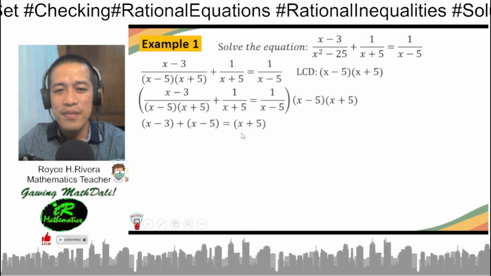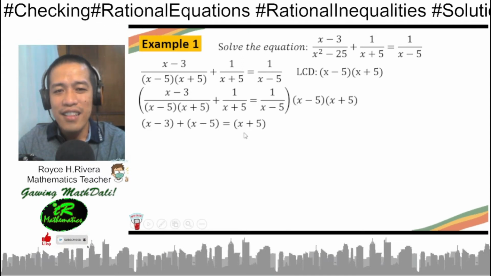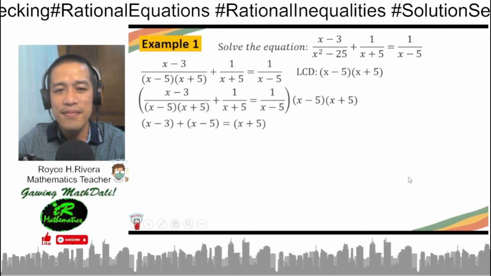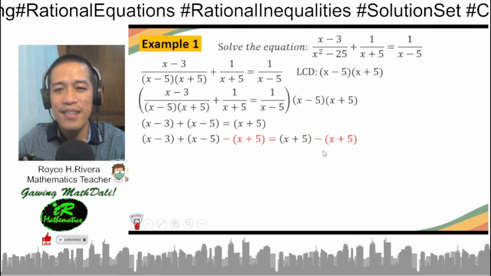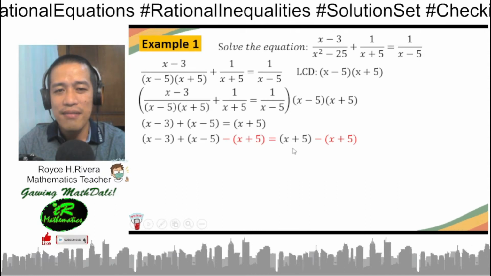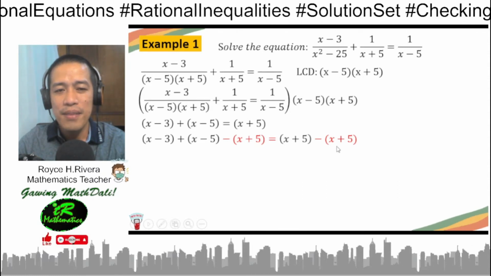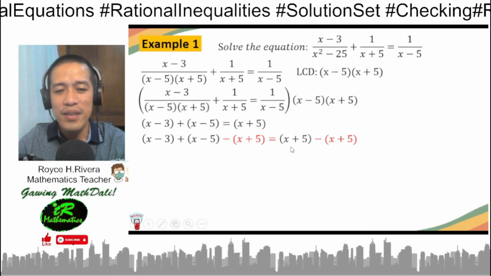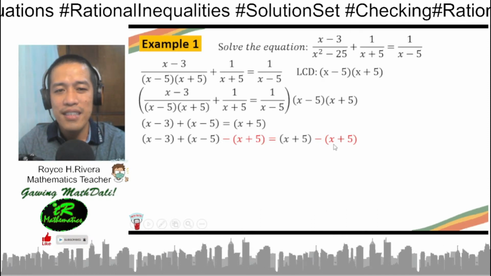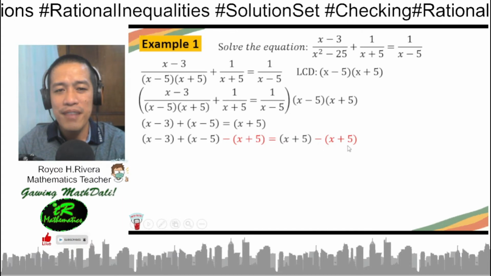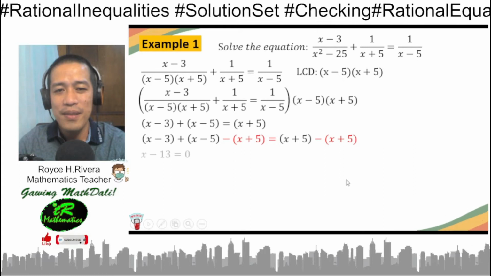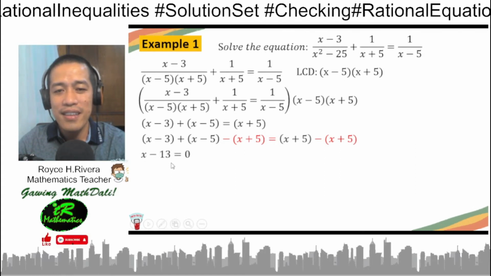Next, we will add the additive inverse of x plus 5 to both sides of the equation. After that, we will combine like terms. So the right side of the equation will be equal to 0. x minus x is 0. 5 minus 5 is equal to 0. Then the left side of the equation, we will have x minus 13.